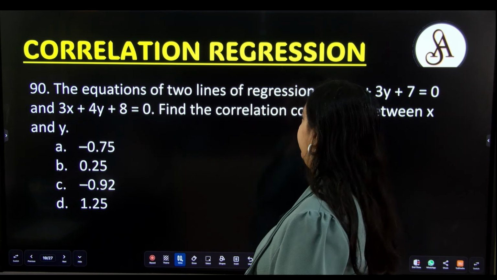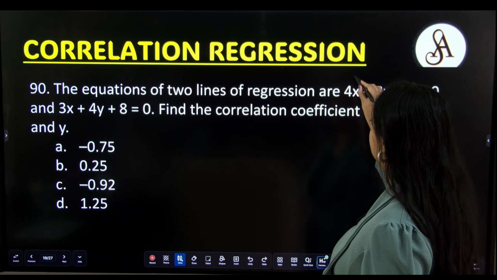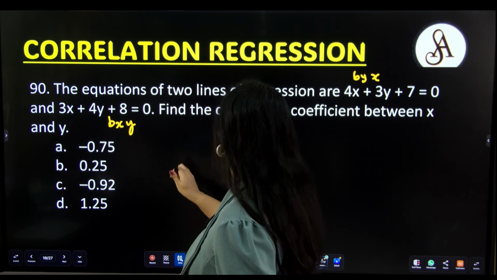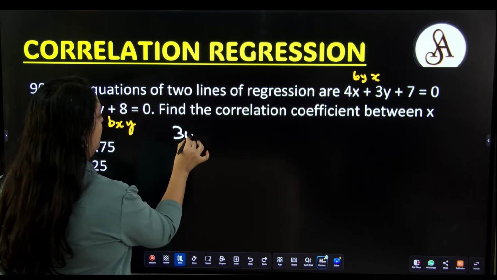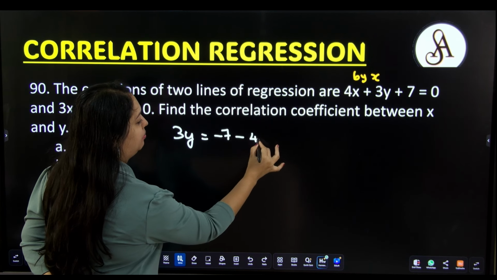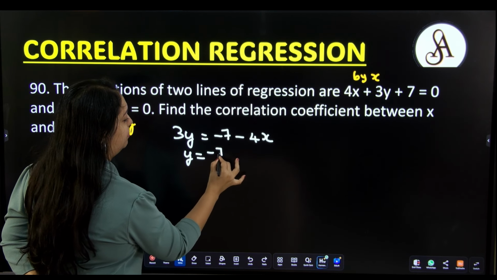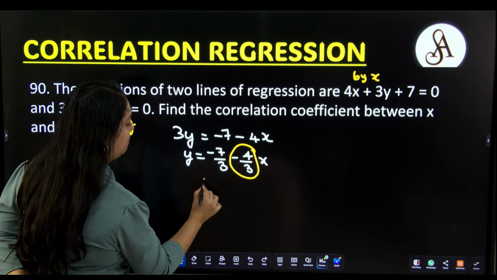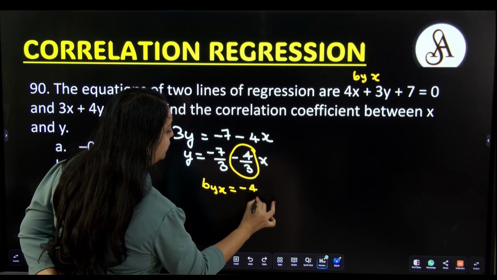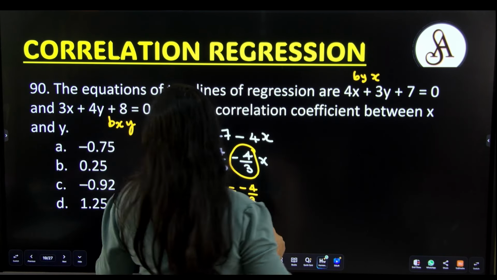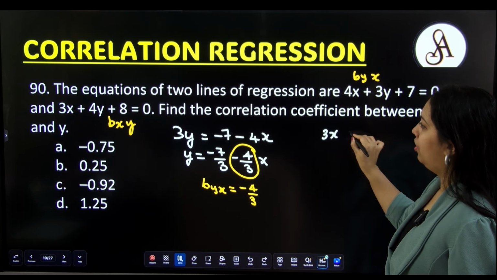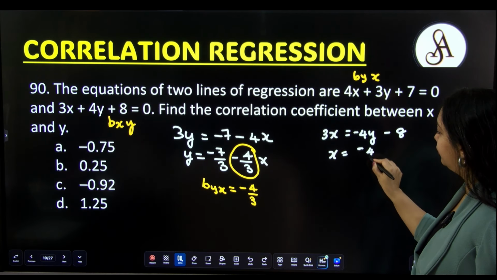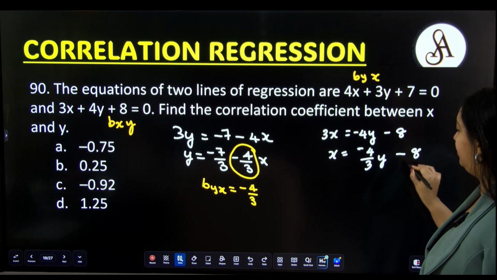The equations of two regression lines are given. We always consider the first as byx and the second one as bxy. Let's start. We take 3y is equal to minus 7 minus 4x. Y is equal to minus 7 by 3 minus 4 by 3x. This is my byx value, minus 4 by 3. Second equation, 3x is equal to 4 minus 4y minus 8. X is equal to minus 4 by 3y minus 8 by 3.